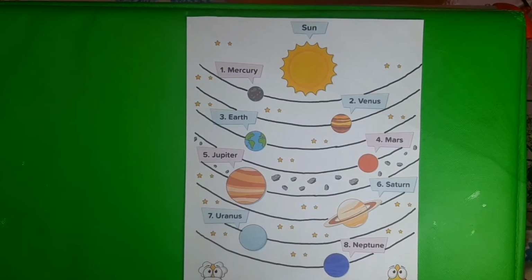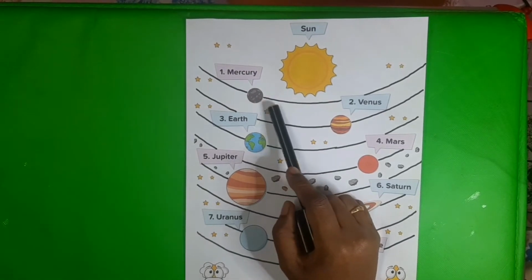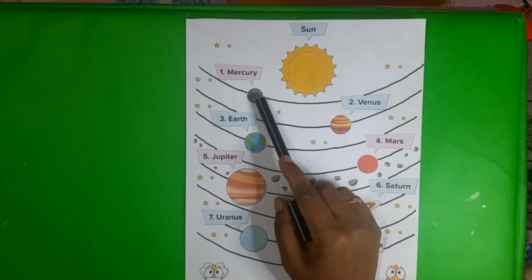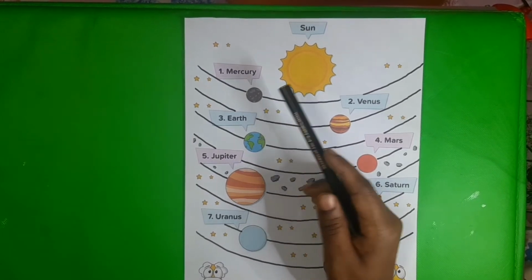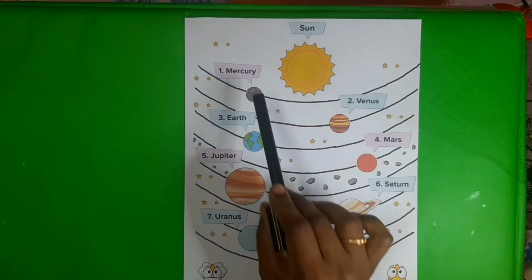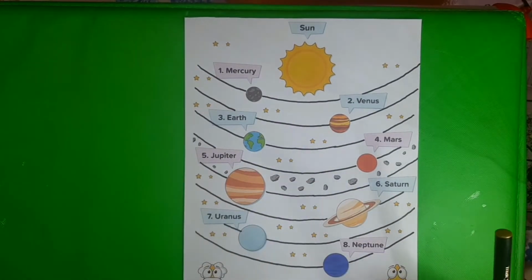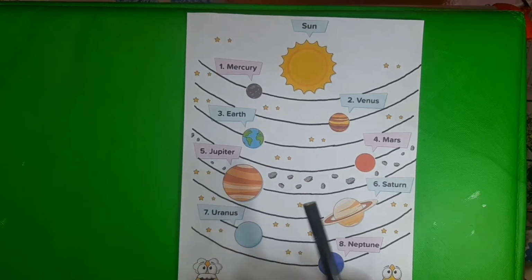Now let's learn about Mercury. Mercury is the smallest planet in the solar system and closest to the Sun. And it is extremely hot during the daytime and extremely cold during the night time. Now let's see the largest planet of the solar system, that is Jupiter. It has more than 50 moons.